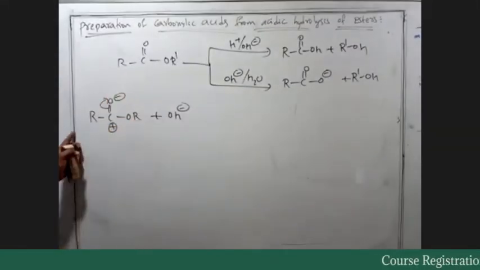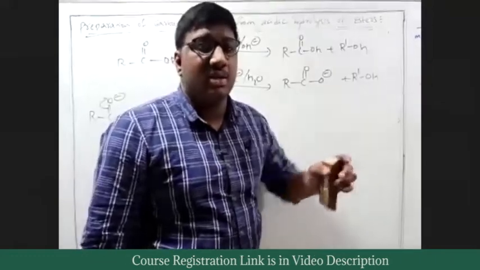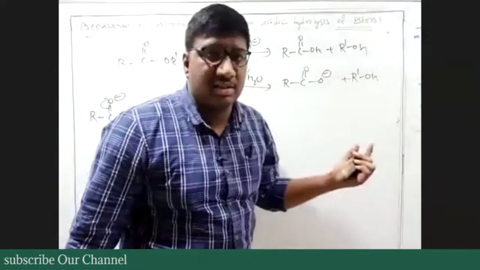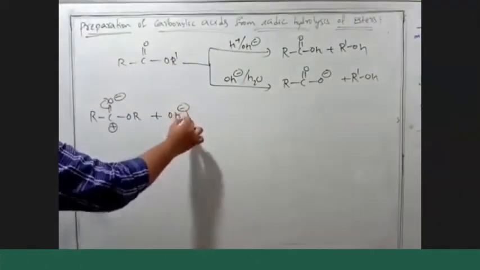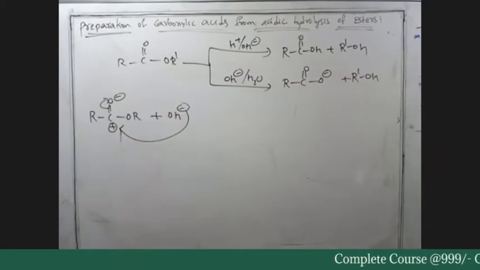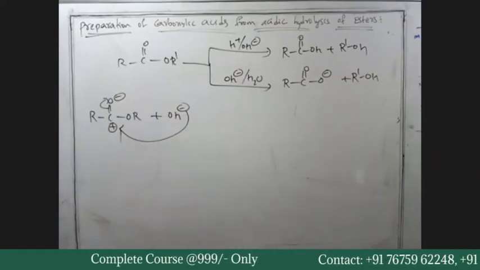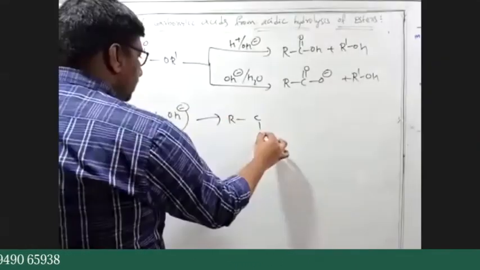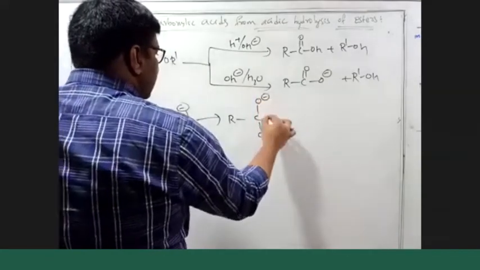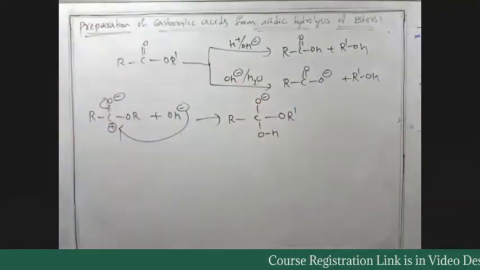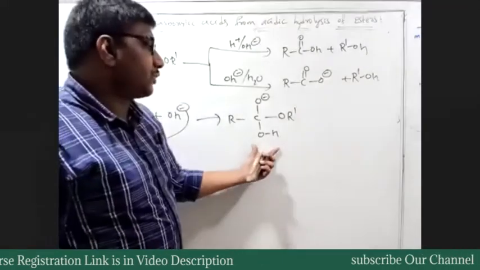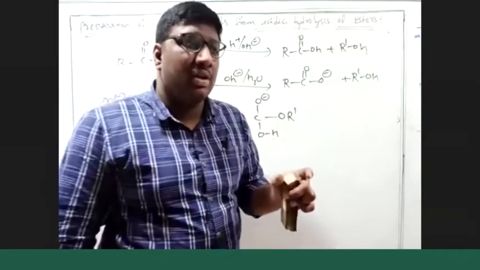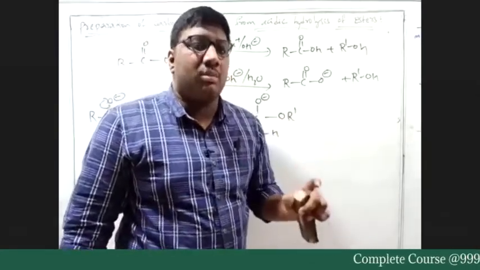Earlier, if you look at the mechanism in the previous case, acidic hydrolysis, O minus will attack the H plus. But now we have OH minus. So this OH minus should attack that particular carbon. Yes or no? We get R, C, OH, O minus, and OR'. As soon as this compound is formed, we don't want negative charge on oxygen. We want C double bond O, because C double bond O is a stronger bond.